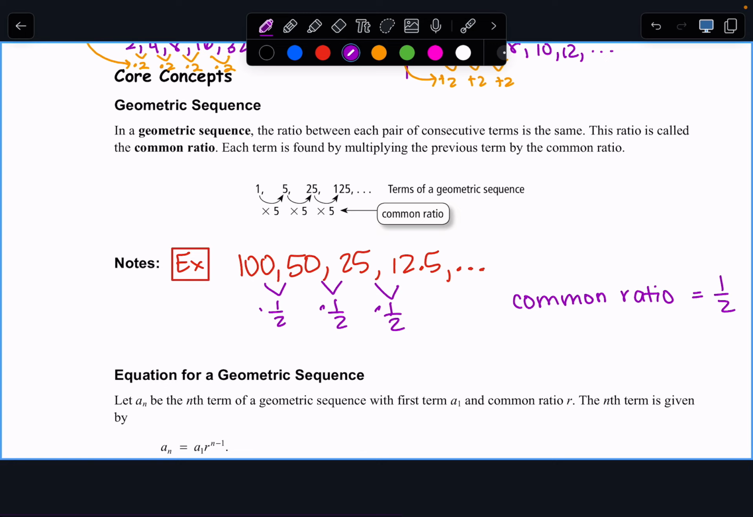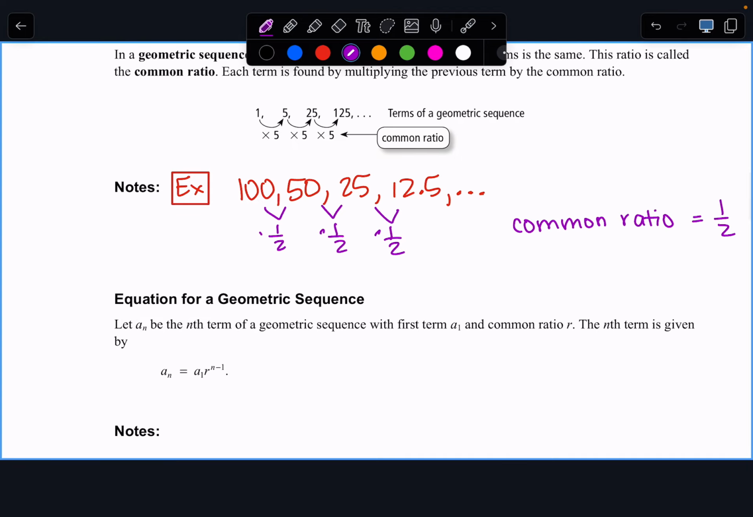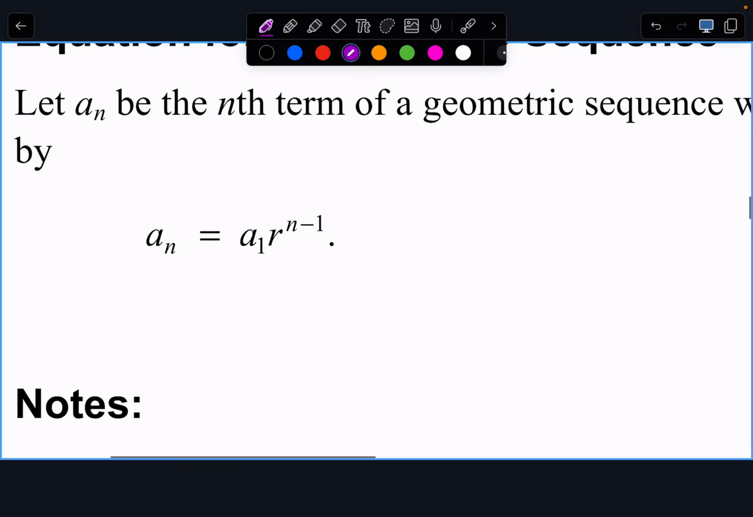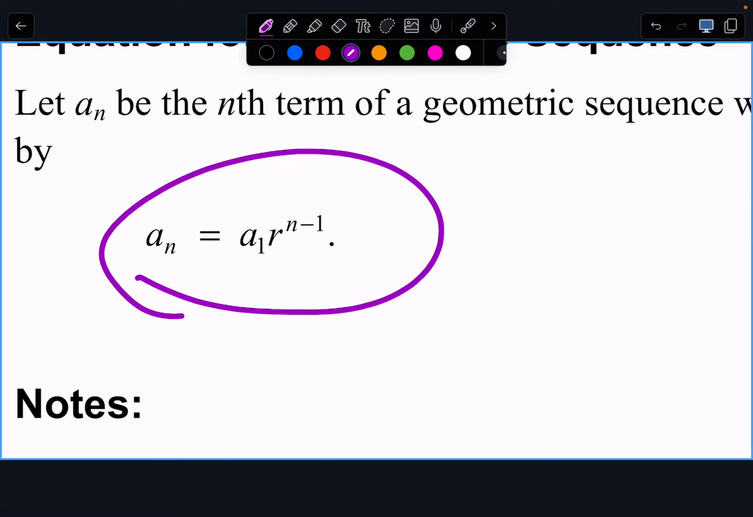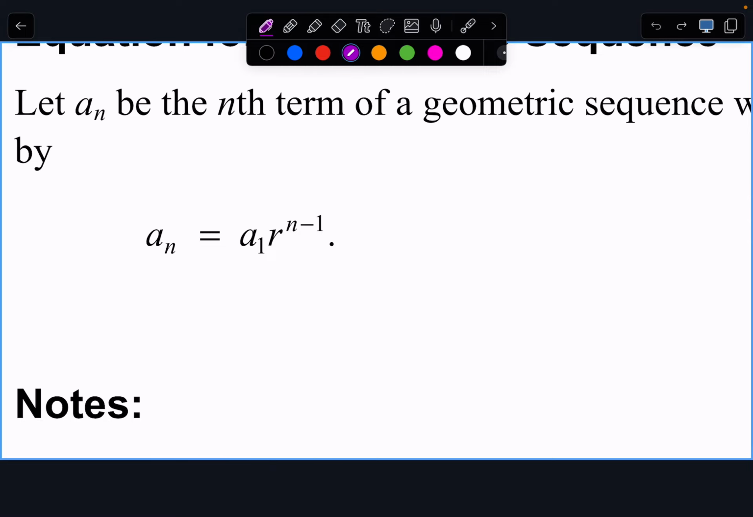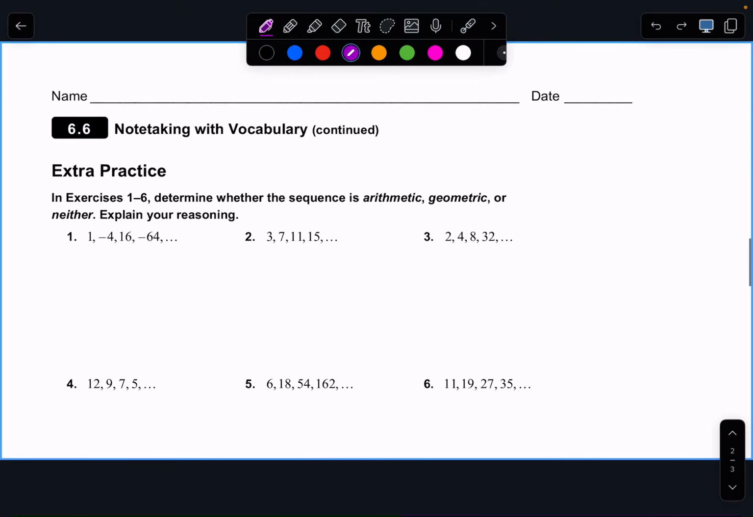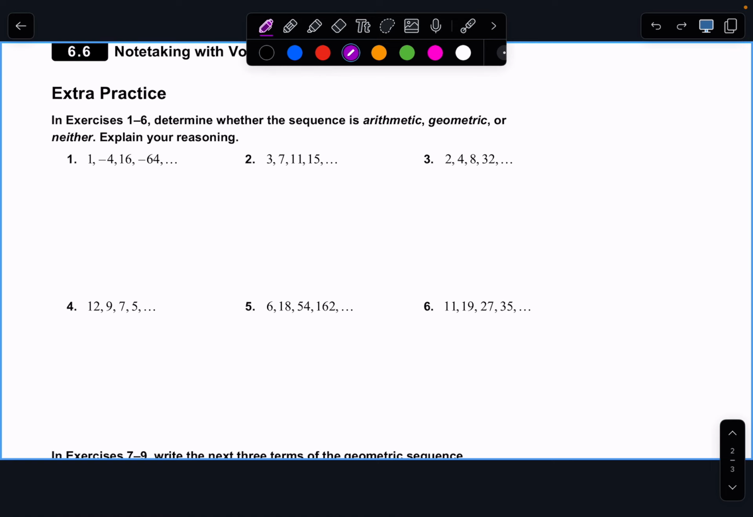Now, I'm not going to make you actually write the rules, but you can see, like Savannah said, our link to exponents. If we were to write the equation, it would look something like this, where instead of x, we're using n. That's fine. We're using an exponent, okay? Let's go ahead and go to the next page.